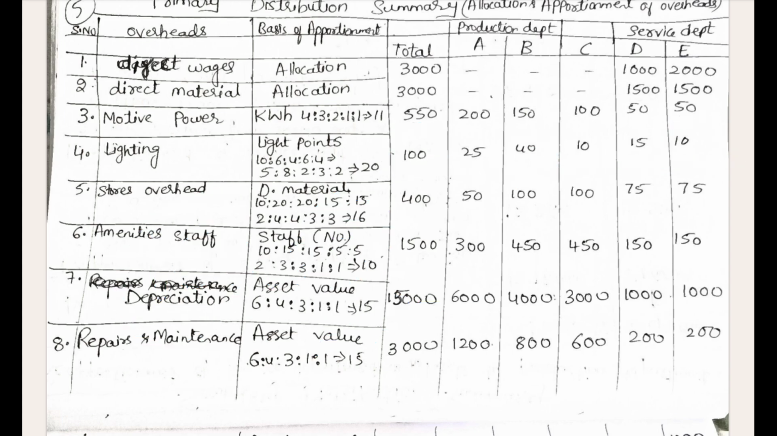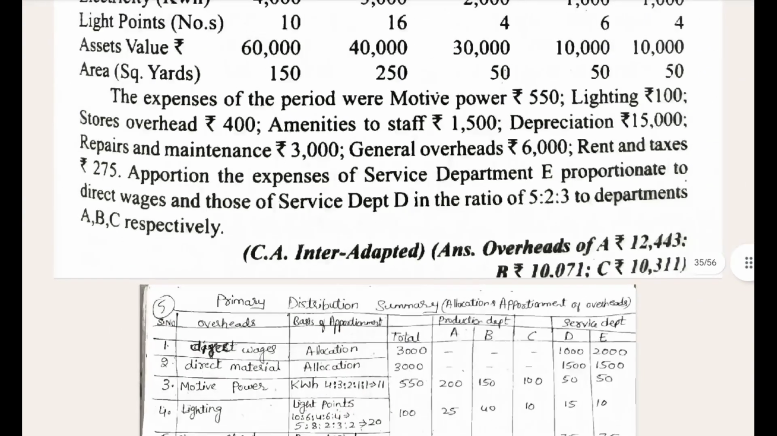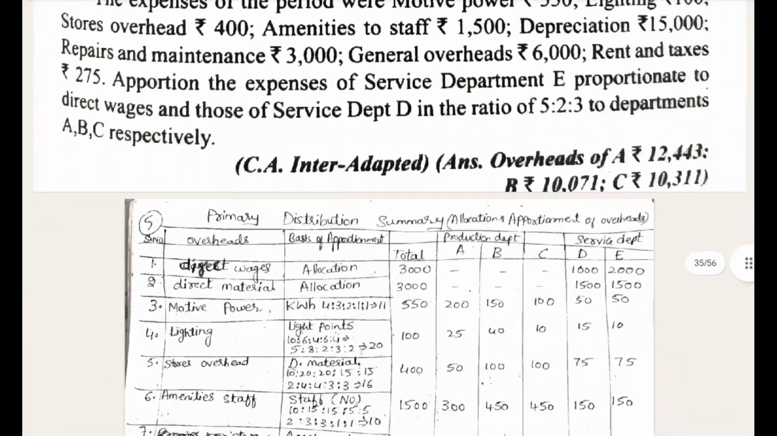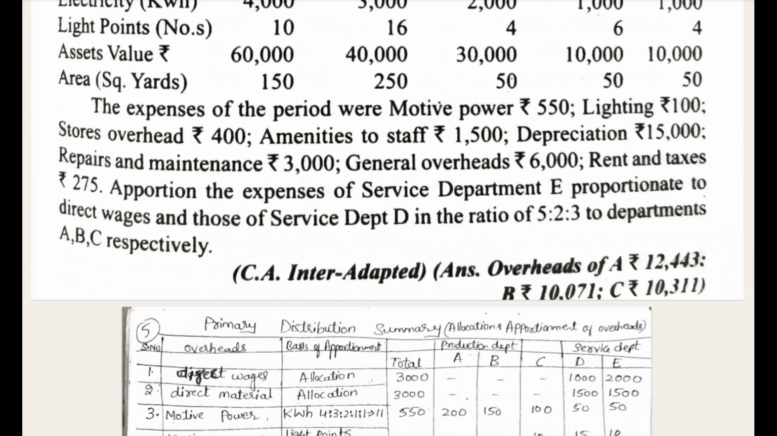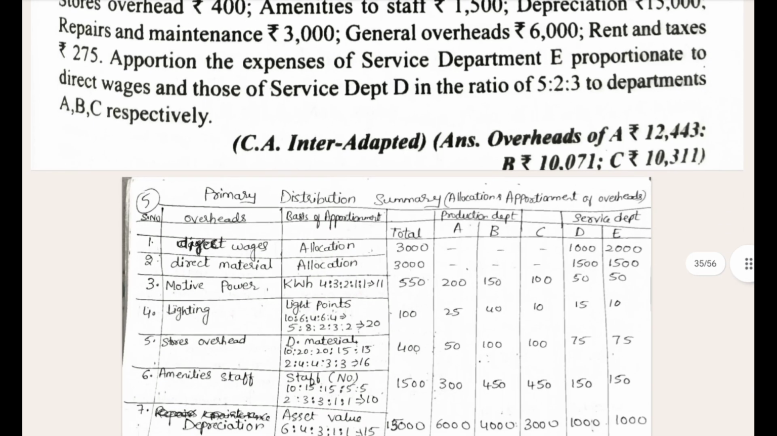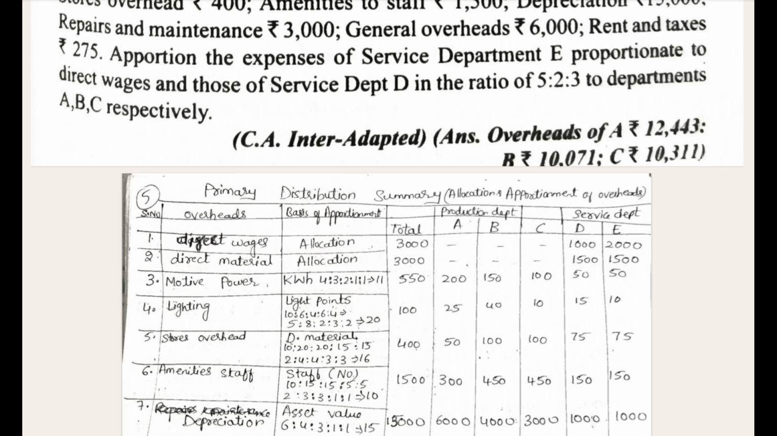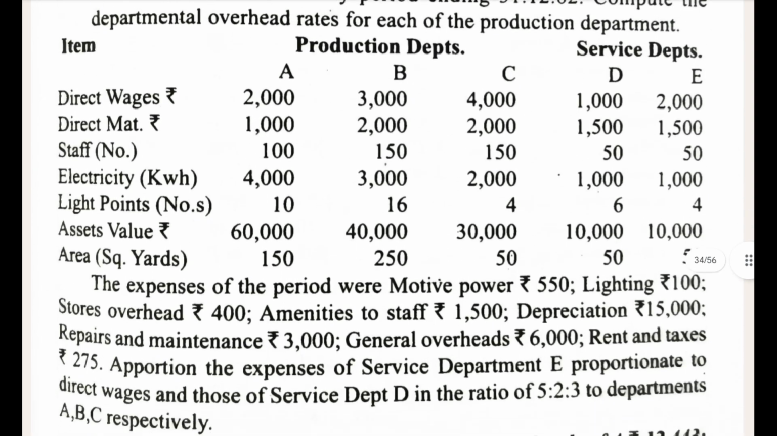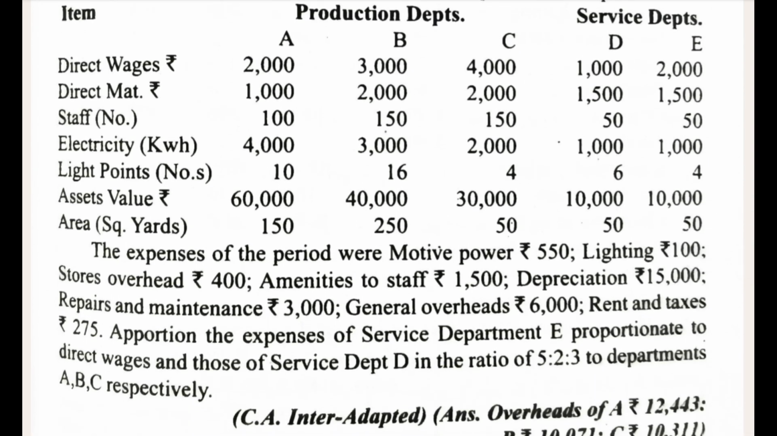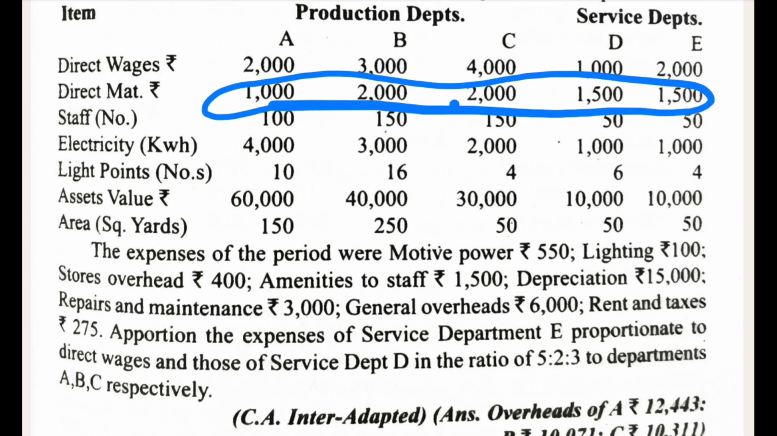Now next, after lighting, what has been given to us in the question? Stores overhead. Stores overhead means we have to apportion on the basis of direct material. Store is related with the material, so that's why we have to apportion this store overhead on direct material. So like this, new points you will come across. Direct material is given here. On this ratio we have to distribute the store overheads.